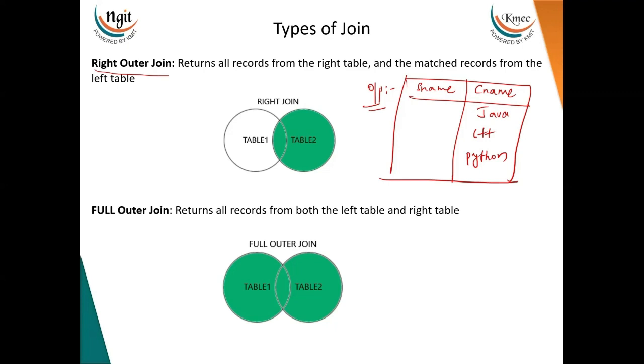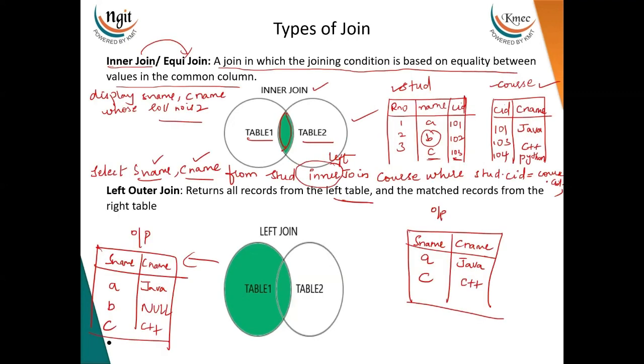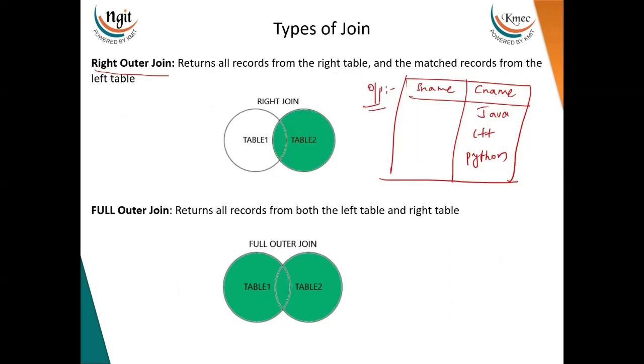For Java, what is the course ID we have? For Java, we have course ID as 101. Let us check 101 is present in the student table or not. Yes, we have 101 in our student table. And the name which you have for 101 is what? A. So the student A have enrolled for the course Java. So thereby you have to get A as an output in our resultant table. I'm going to write down A over here.